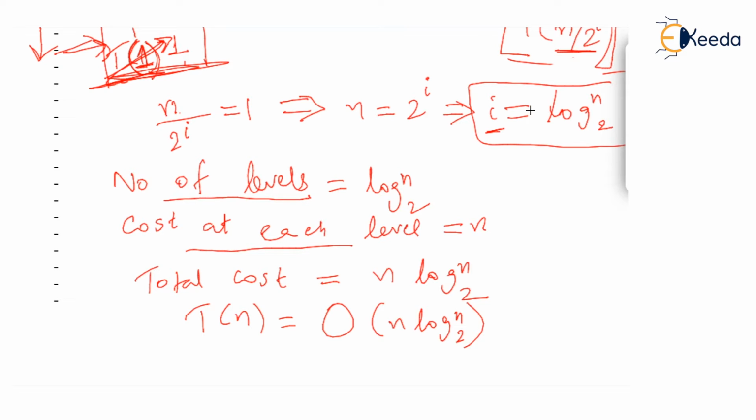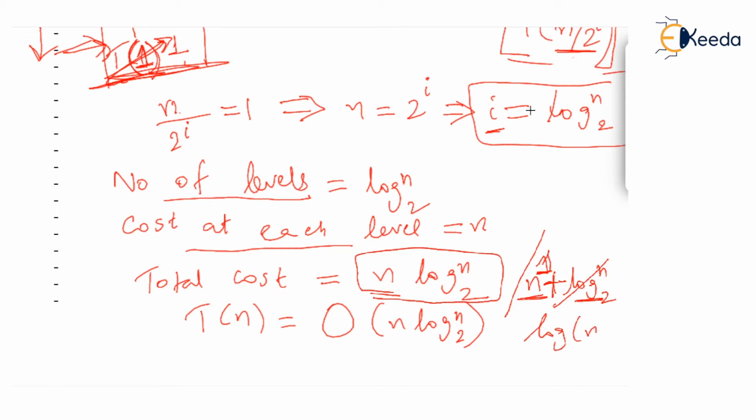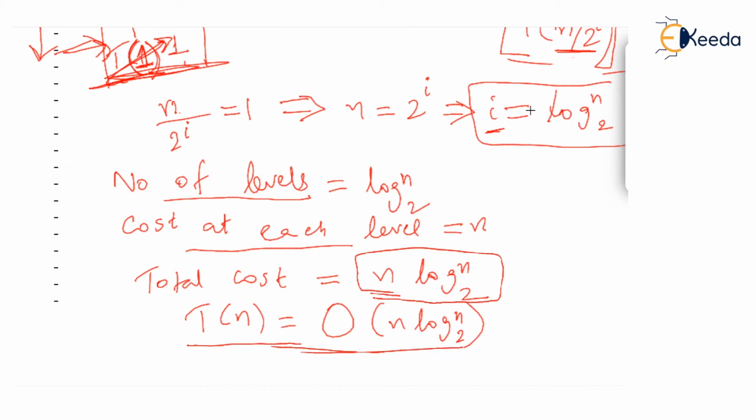Somebody will say, why don't you drop n and write log of n to the base 2? Well, suppose we got something like n plus log of n to the base 2. Then n is the largest term and there is addition with log of n, so we say this is a polynomial of degree 1 and we can drop log n. But here n is getting multiplied with log of n to the base 2. So obviously we will have to keep both the terms, and the time complexity of this recurrence relation is big O of n log n to the base 2.